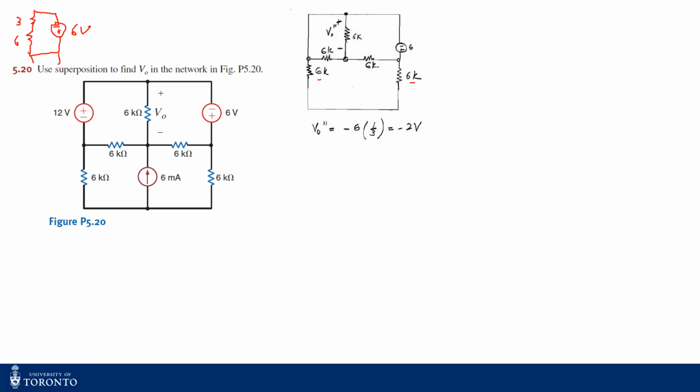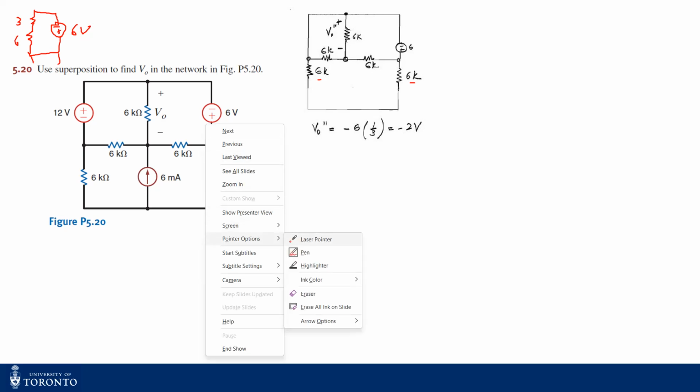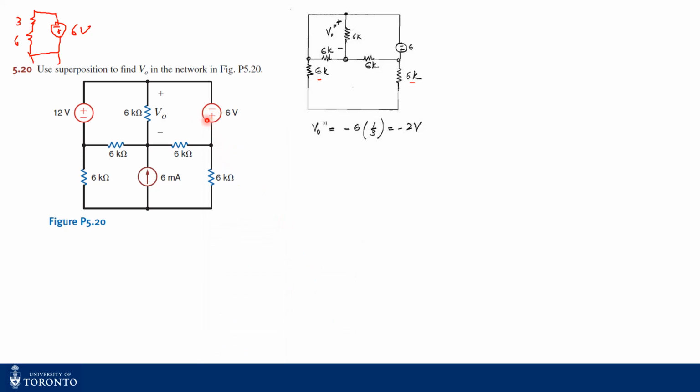Now why is it minus? Because you see the polarity of the voltage source, right? It is positive at the bottom, but this is opposite to the polarity of V naught. So that's why the negative sign appears for this contribution.